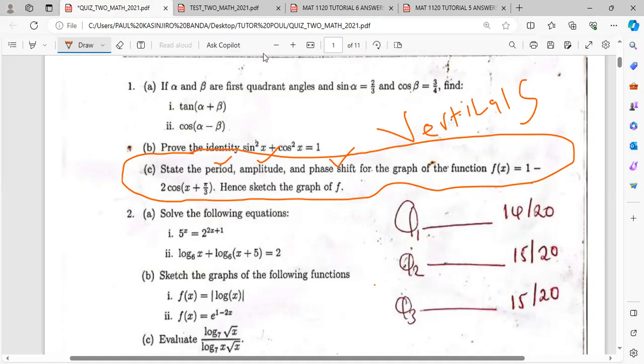So we are solving this. I didn't put a board here. Just a minute.